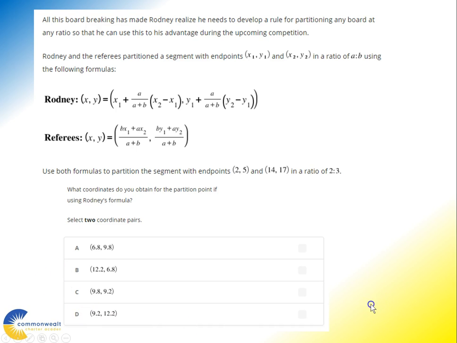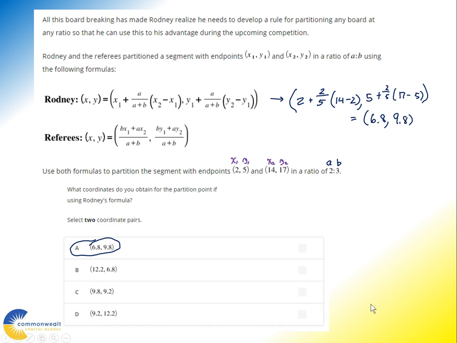So when I do my first calculation, I'm assuming x1, y1 is 2, 5, and x2, y2 is 14, 17. I'm looking at A being 2 and B being 3. And when I put those all together, I do 2 plus 2/5 times 14 minus 2, I get 6.8. And for the y coordinate, I get 5 plus 2/5 times 17 minus 5, which is 9.8.